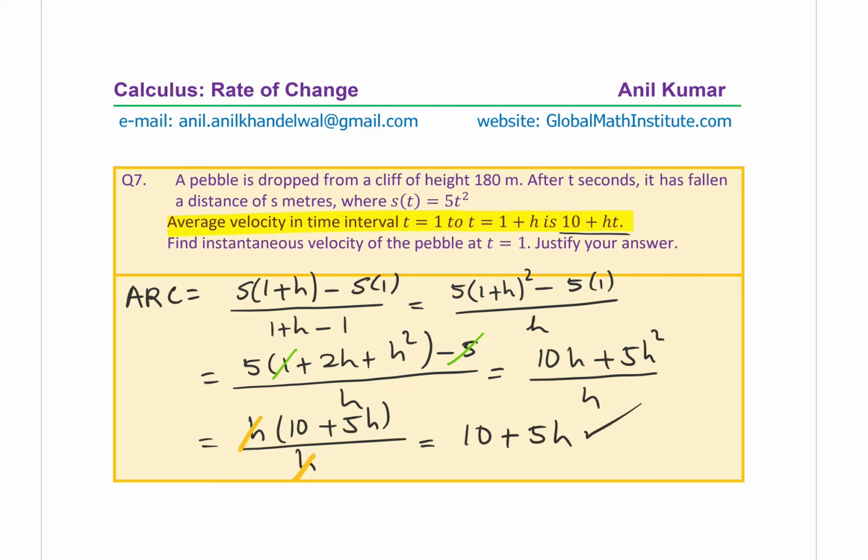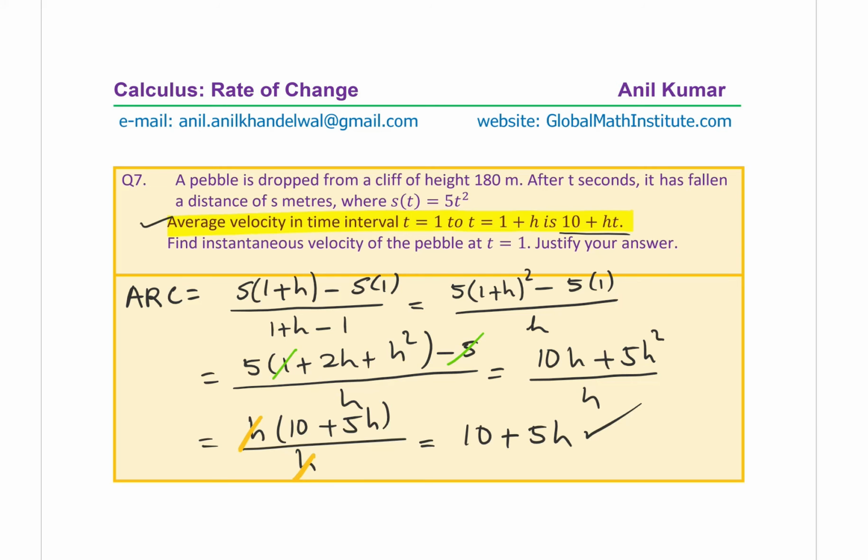So that is the average rate of change which we have calculated. So that is all which is required in this particular question. Remember, velocity is average rate of change of position. Now position could be distance or height, okay? So we've done this part.